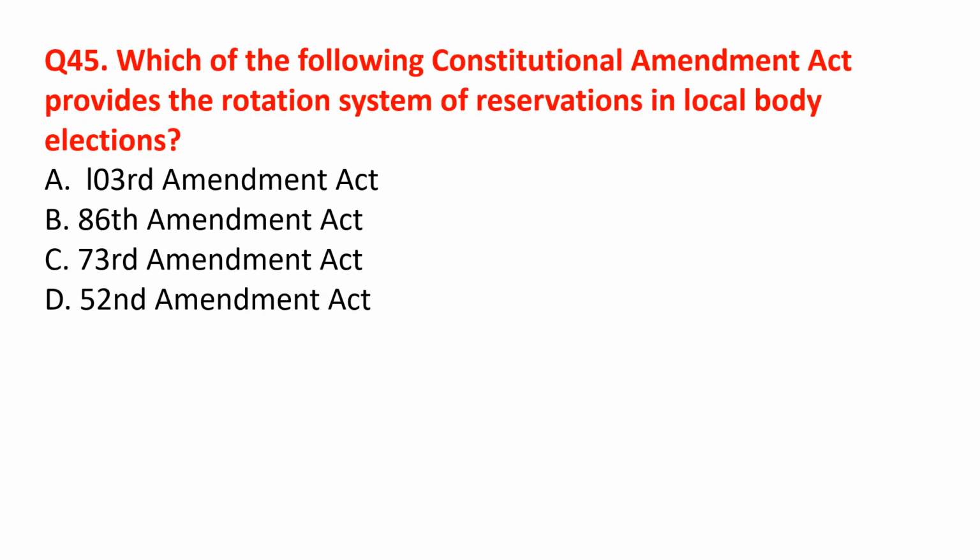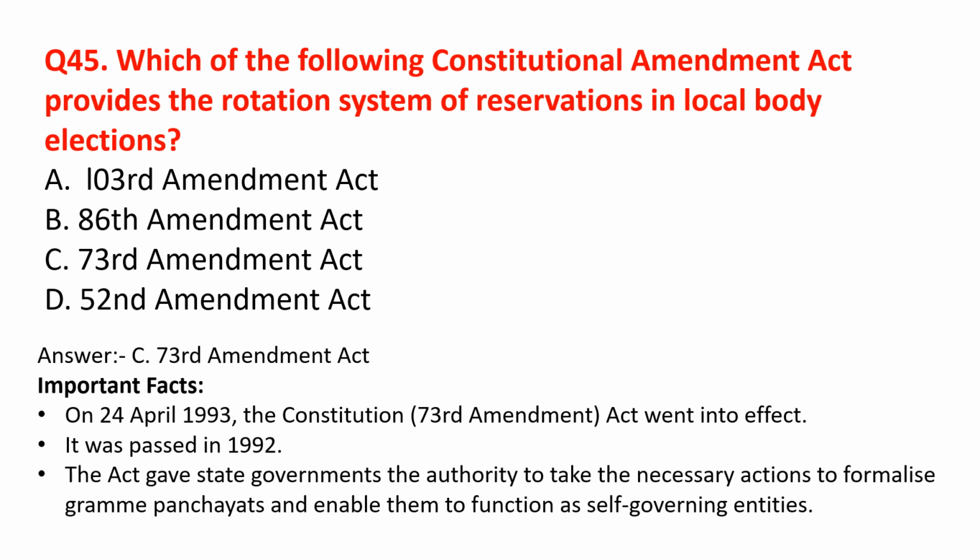Which of the following Constitutional Amendment Act provides the rotation system of reservation in local body elections? Local bodies are related to 73rd and 74th Amendment Act. So the correct option for this question is option C, 73rd Amendment Act. 73rd Amendment Act is related to Panchayati Raj system and 74th Amendment Act is related to the municipalities. On 24th April 1993, the Constitution 73rd Amendment Act went into effect. It was passed in 1992. The Act gave state governments the authority to take the necessary actions to formalize Gram Panchayats and enable them to function as self-governing entities.